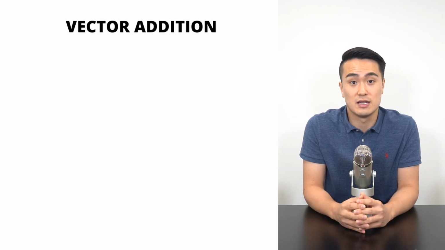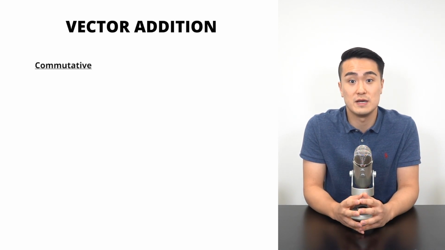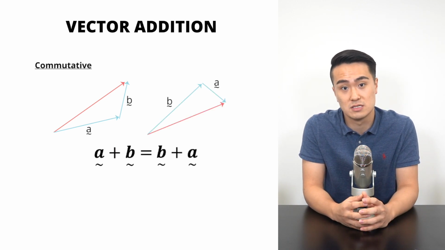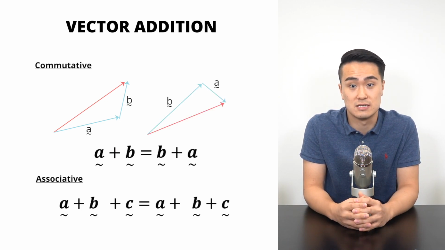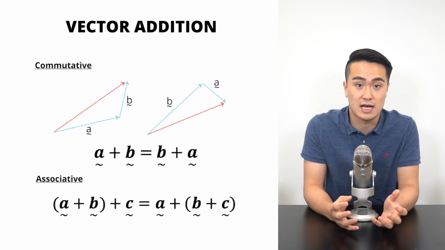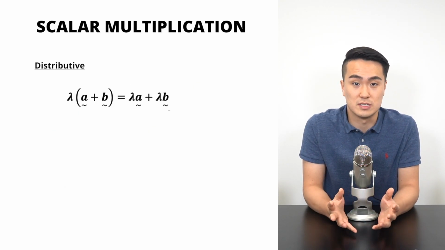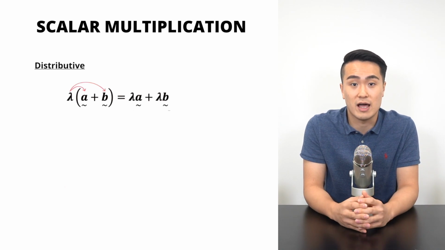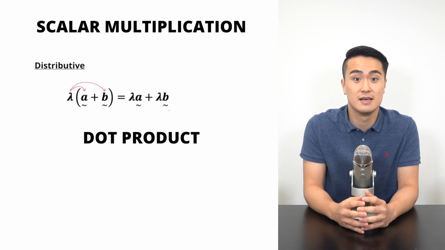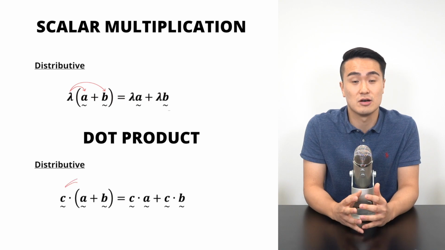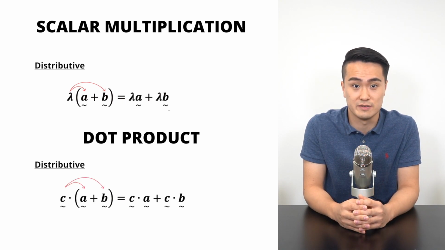Now we will conclude with properties or axioms you can use with vectors. Vector addition and subtraction is commutative, which means you can add forwards and backwards. It's also associative, which means that you can add or subtract in a different order. Scalar multiplication is distributive, which means that you can expand the brackets and distribute each term. Similarly and surprisingly, the dot product is also distributive.